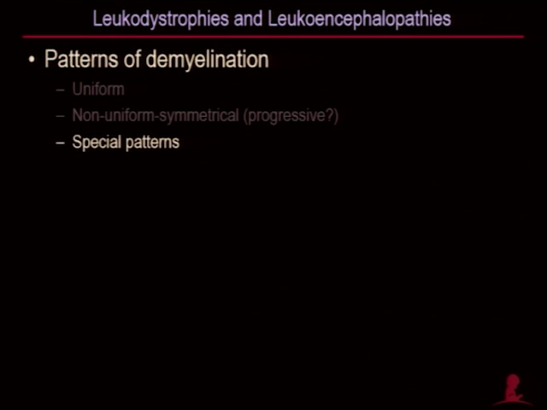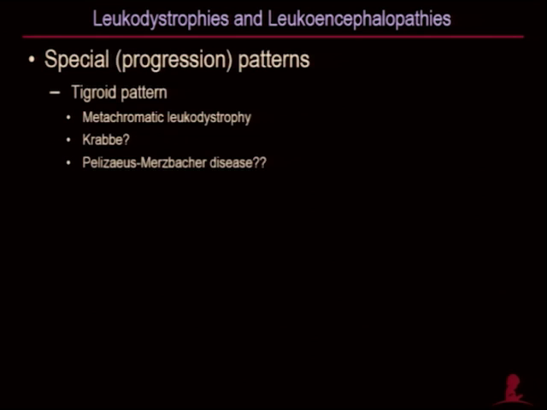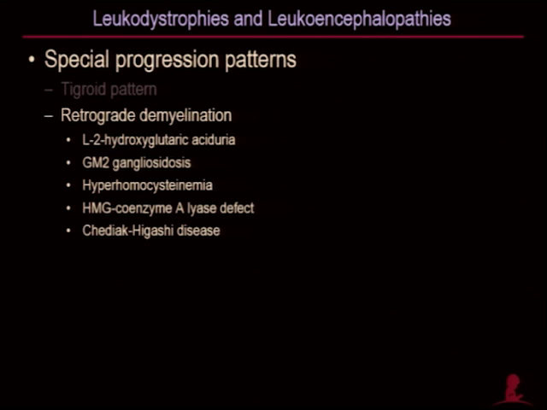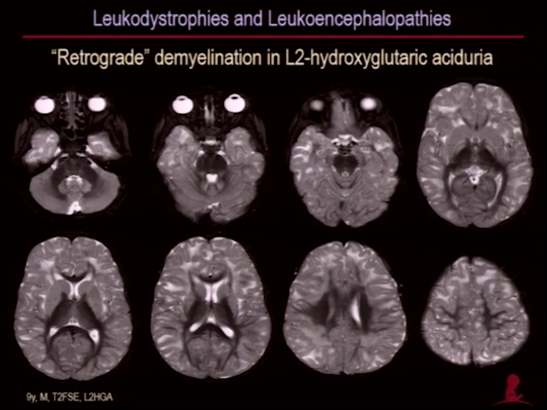There are some special patterns which may be helpful. One of them is the so-called tigroid pattern. Most of you may know this. This is quite characteristic to juvenile form of metachromatic leukodystrophy. So if you see this, it's a very strong diagnostic clue. And there is another one which may be called retrograde demyelination. This is classic. One of the classic examples is L2-hydroxyglutaric aciduria again.